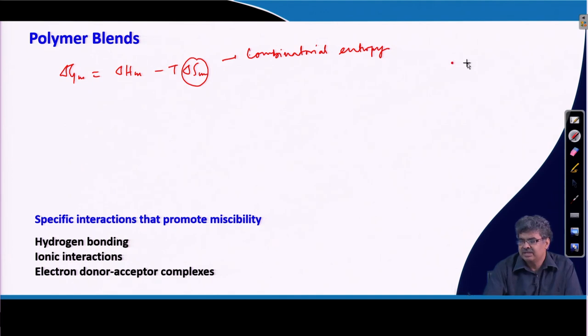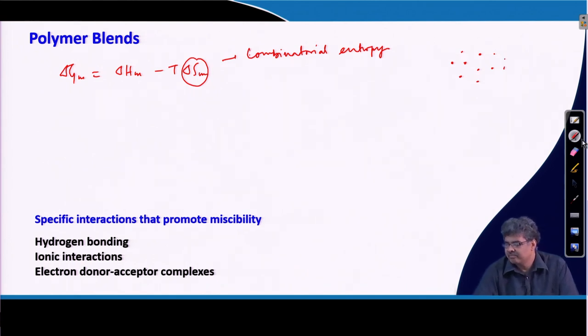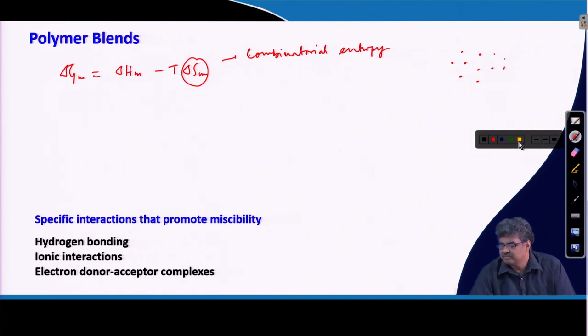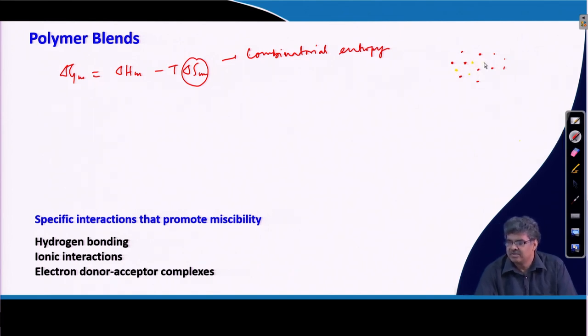Now, when you mix two different small molecules, so you are using molecules of different color, invariably the entropy of mixing is positive because there are many combinations possible. I think I discussed this during the derivation of the Flory-Huggins equation. So, when we mix small molecules, invariably delta S mix is much higher than 0. So, unless there is a repulsive interaction between the molecules, mixing is always favorable for small molecules.